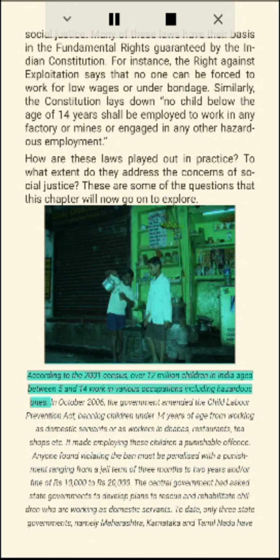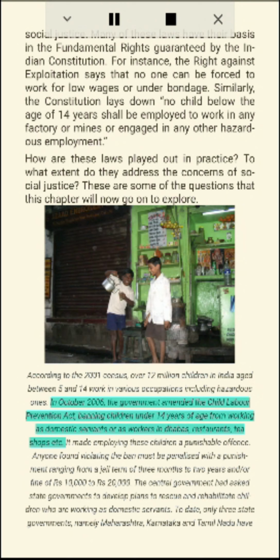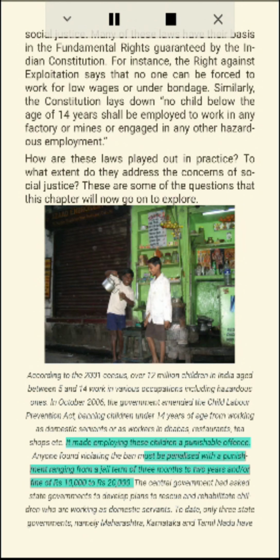According to the 2001 census, over 12 million children in India aged between 5 and 14 work in various occupations including hazardous ones. In October 2006, the government amended the Child Labor Prevention Act banning children under 14 years of age from working as domestic servants or as workers in dhabas, restaurants, tea shops, etc. It made employing these children a punishable offense.